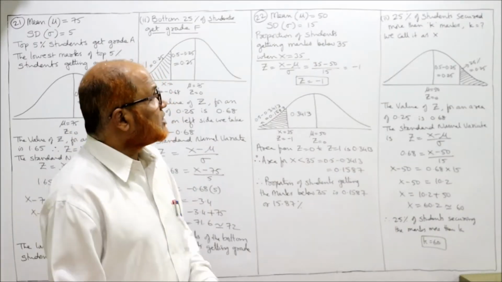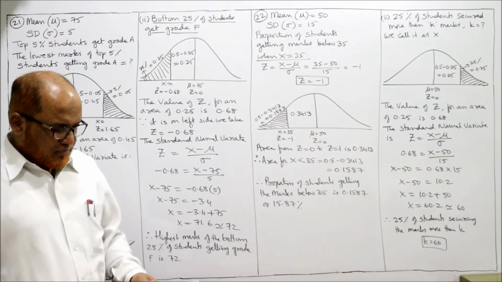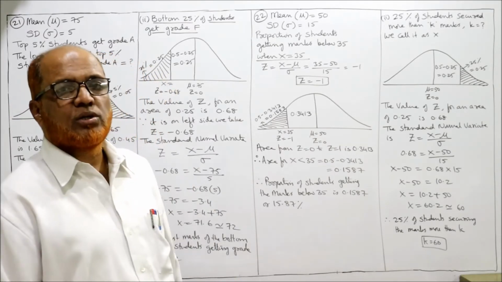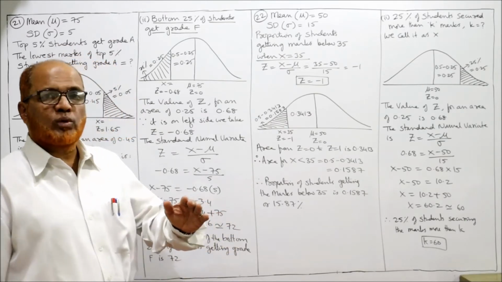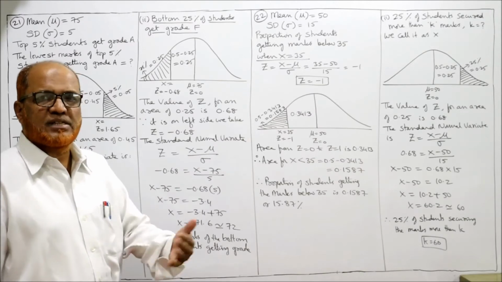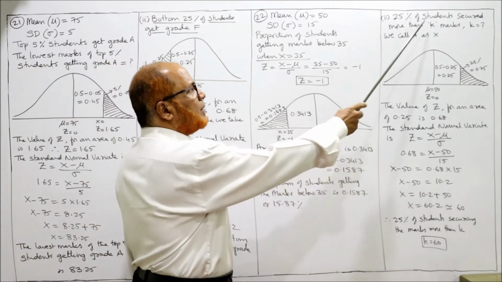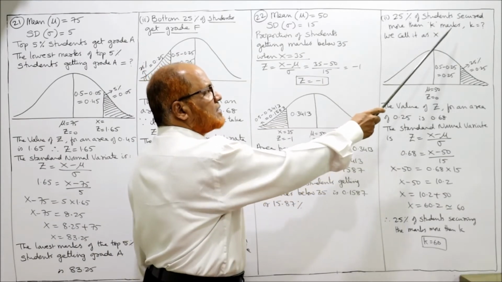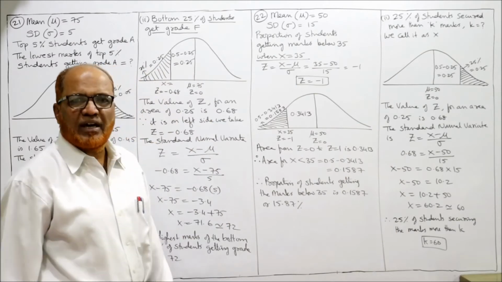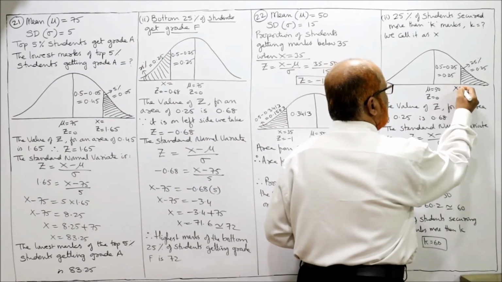What is the second part of this 22nd problem? If 25% of students secured more than K marks, ascertain K. We suppose it as X, because we are always using X. So instead of K, it is better to call it X. So we have to find out what the X value is.